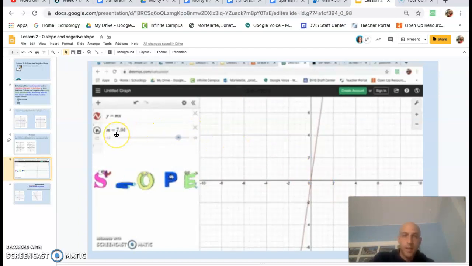I'm going to let that play one more time. Right now the slope is positive, 5, slope is 4, 3, 2, 1, 0 flat, and now negative because it's going downhill.